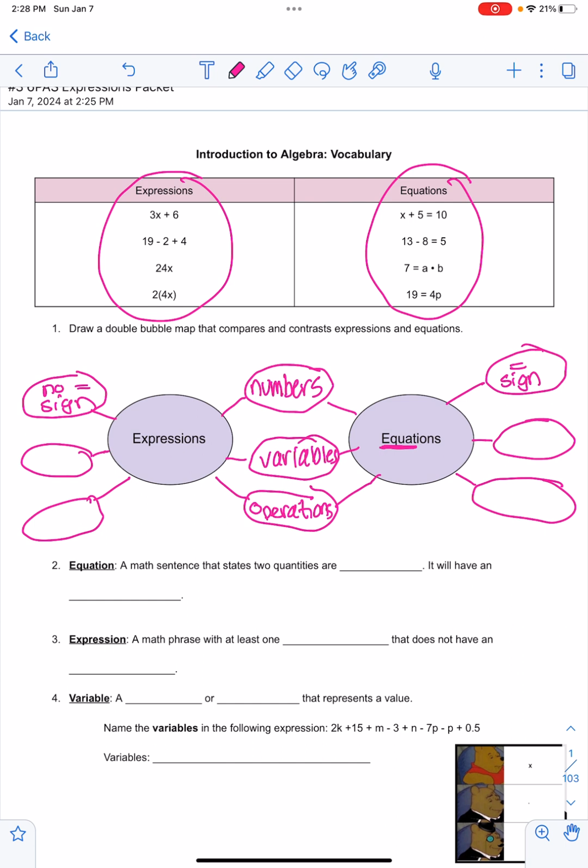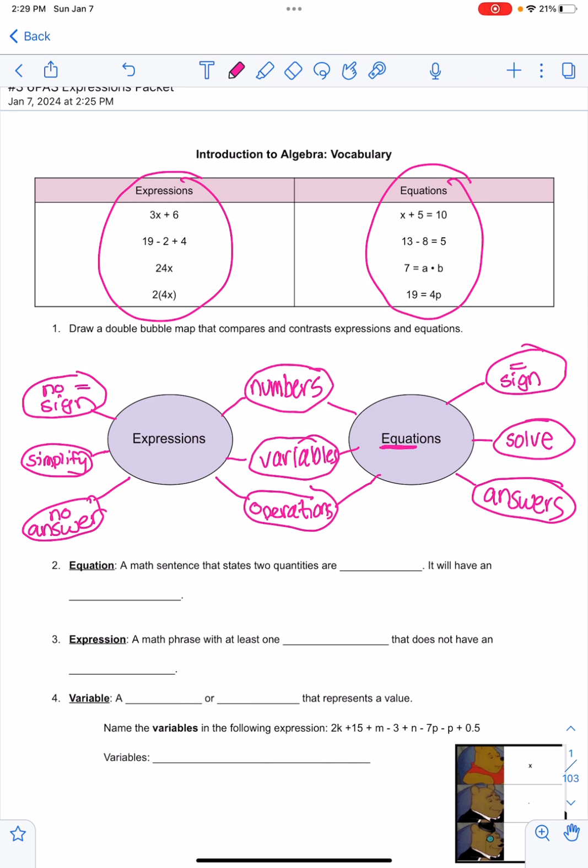An expression, therefore, can't really be solved. For an equation, it actually has an answer that you could solve. You could find what that missing piece is. So equations, I would say that you could solve them. Expressions, you can maybe simplify them, manipulate the numbers around, but you can't find a final answer. And therefore, equations have answers where expressions don't necessarily have a numerical answer. And if you have different thoughts for your double bubble map, that's fine. Here's just a summary of what I usually see.